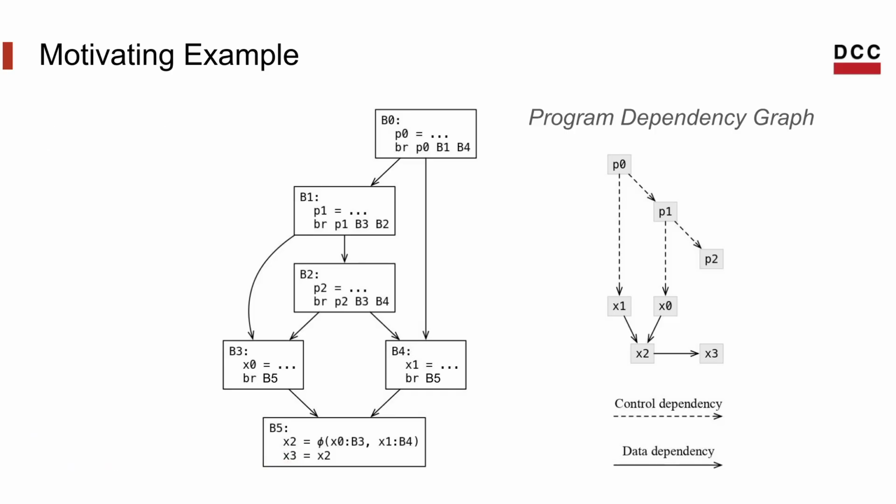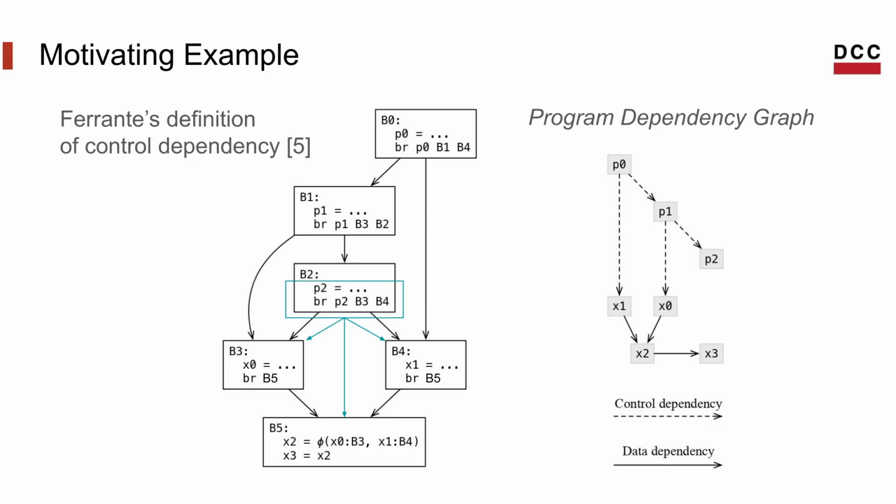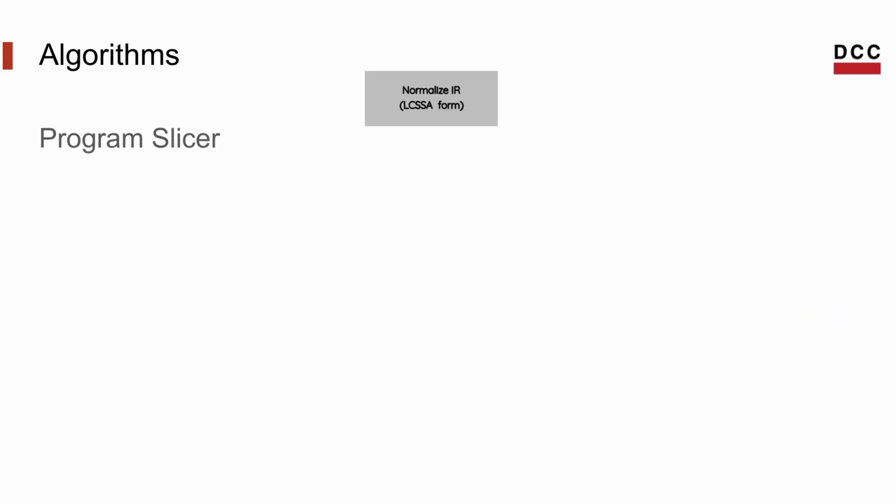But there's a problem with this graph. Wyvern's algorithm implements Ferrante's definition of control dependencies, and this notion does not account for predicate B2 that controls the execution of basic blocks B3, B4, and B5. Consequently, the program dependency graph is missing an edge. To solve this, we implemented a program slicer with the following phases.